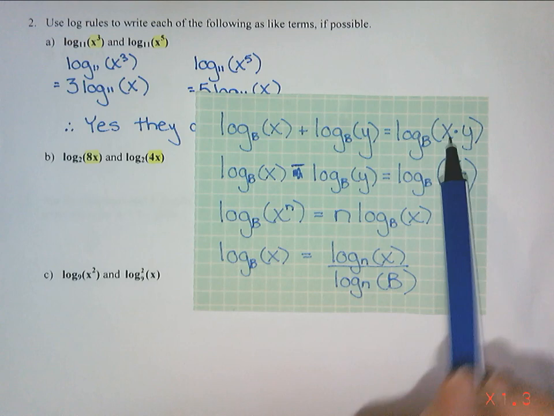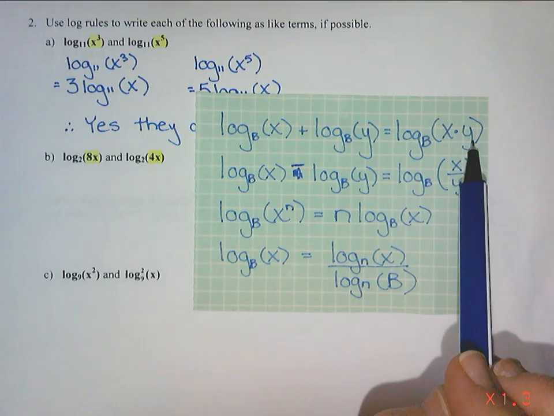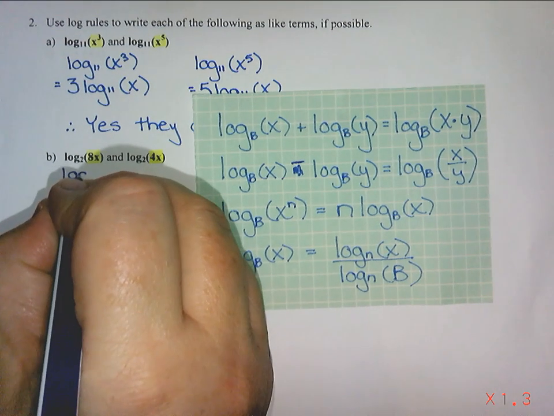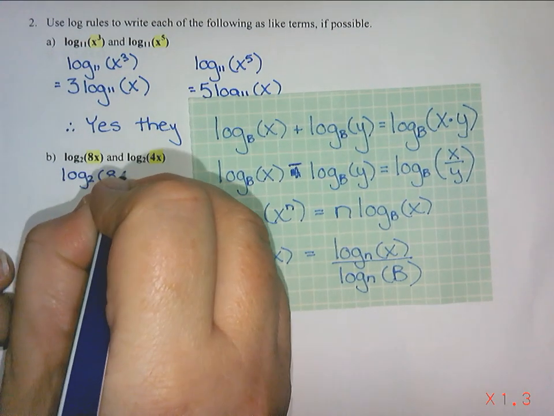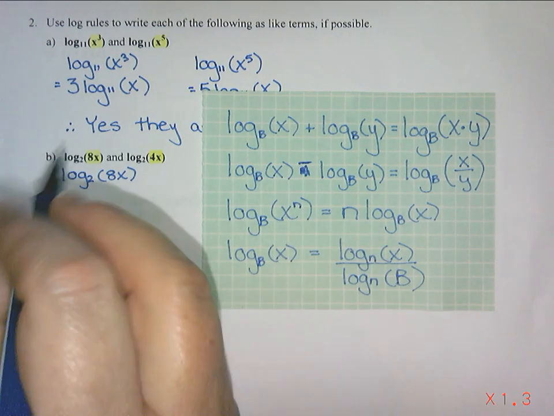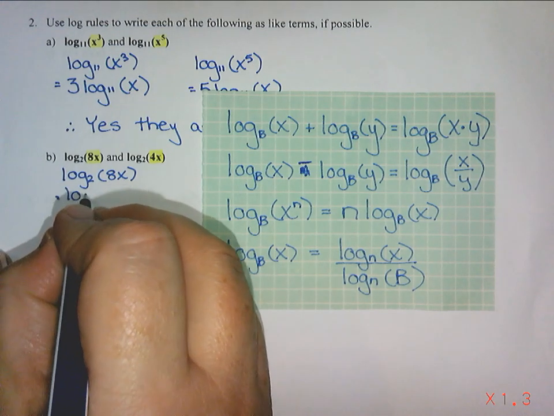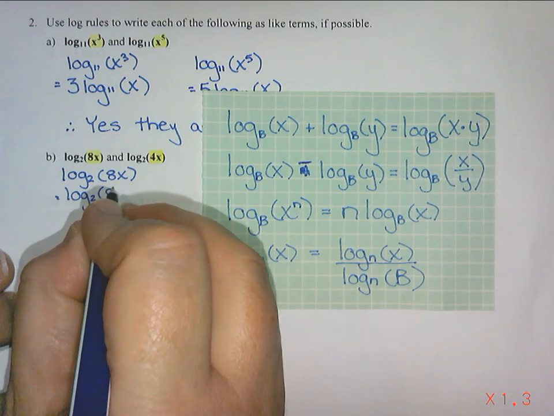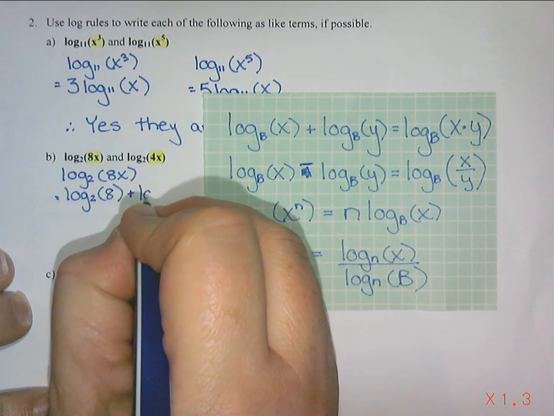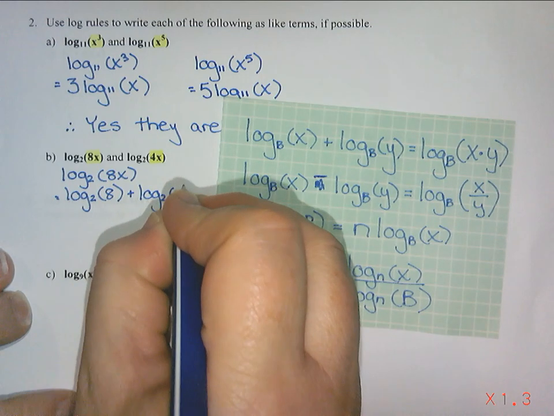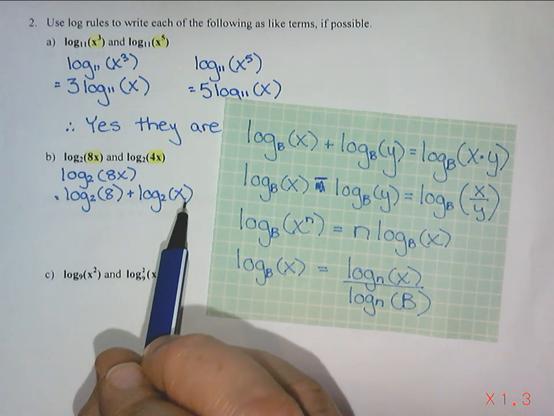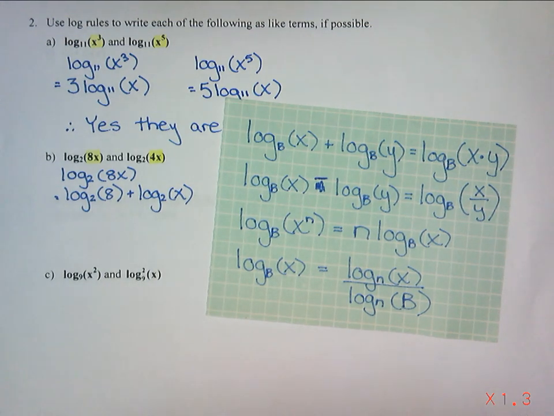So in this case, the x for us is going to be 8, and the y for us is going to be the x. So log base 2 of 8x would be the same thing as log base 2 of 8 plus log base 2 of x. Now, I can't do anything with log base 2 of x because it's a variable, but I think I can do something with log base 2 of 8.